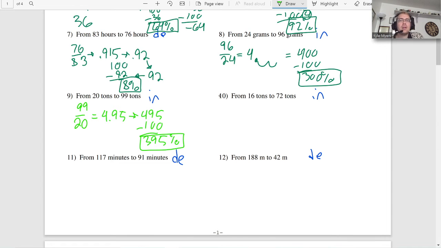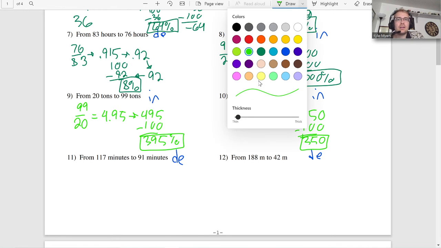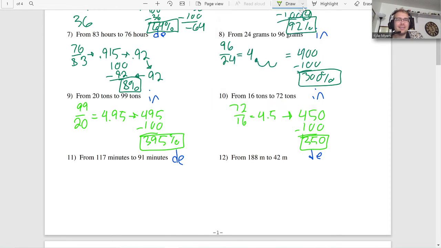There we go. All right, increasing again, we do 72 divided by 16. That's 4.5. Again, we don't need to round, so we just want to move it over 2 spaces, 4, 5, 0, and then subtract by 100, 3, 5, 0. And there we go.